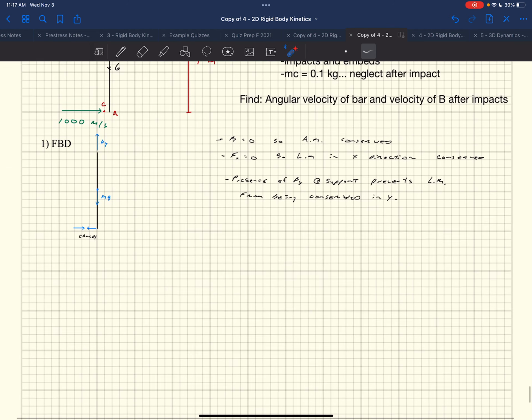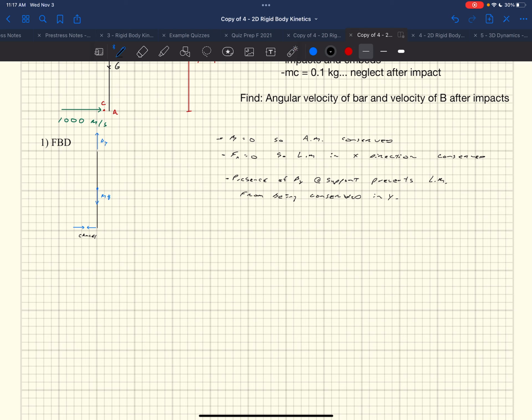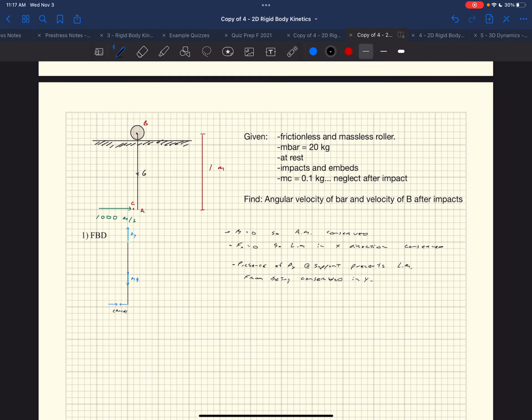Okay. Good. All right, so now we're down here. We got the free body diagram. We have established the angular momentum. The other thing that I don't know if we mentioned before, that's awesome, is that it says right here, the bullet's 0.1 kilograms, but after the impact, neglected.